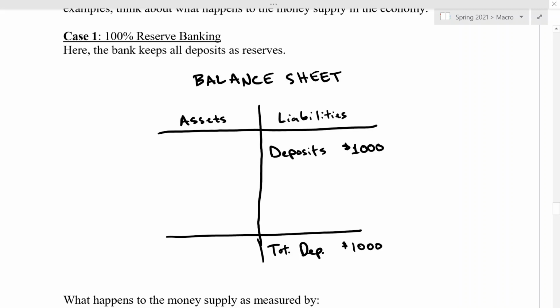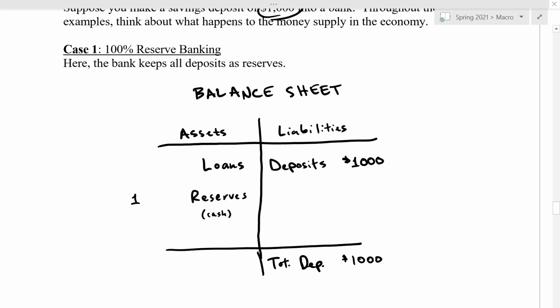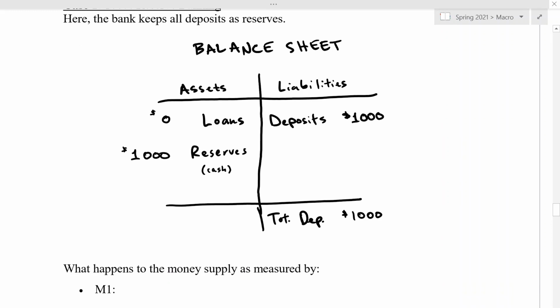Okay, what does the bank do with this $1,000? Well, it could do two things in our simplified version. It could make loans with that money, or it could keep that money in its reserves. Generally, we could think of this as cash or what's in the vault. But with 100% reserve banking, they have to keep all of the money in reserves. That means zero of it can be loaned out.